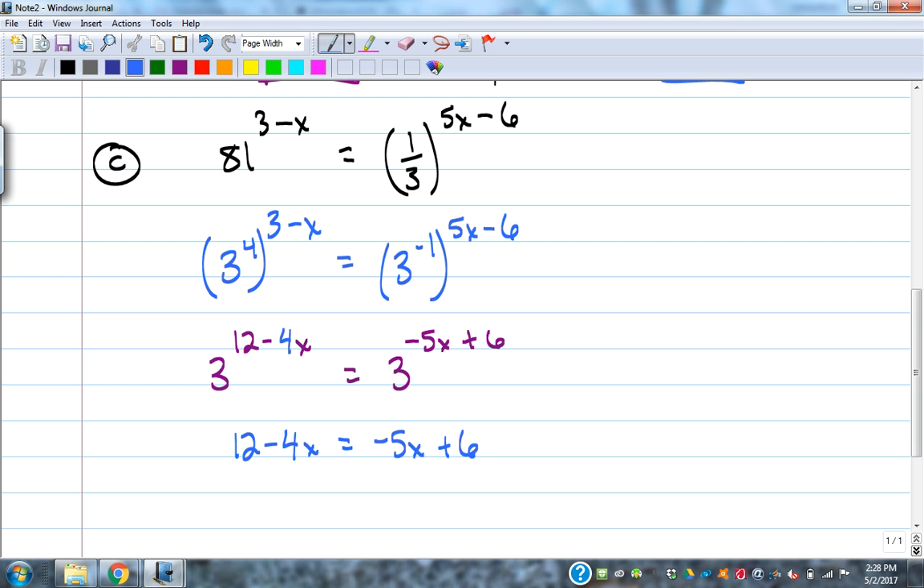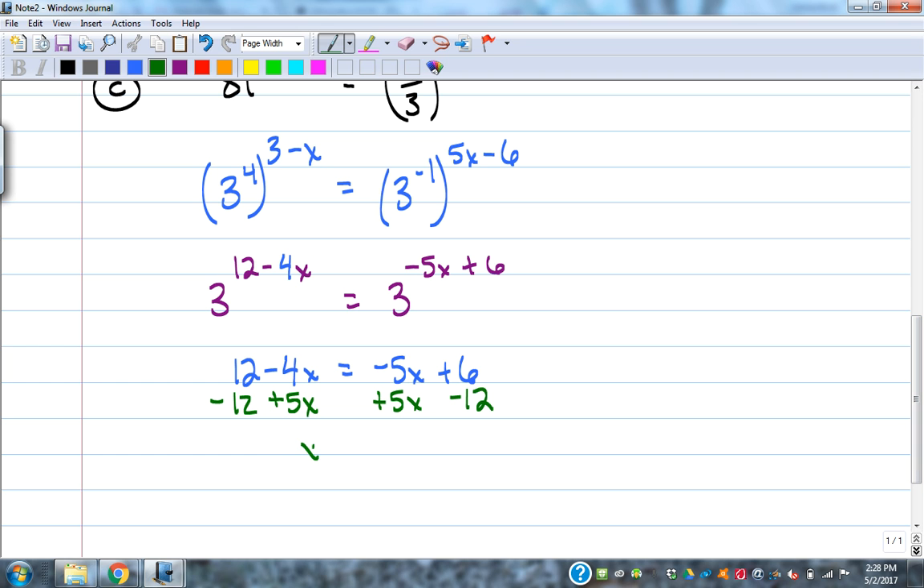All right, now get x by itself. So I'm going to add 5x and subtract 12. Just doing that in one step. At this point, it's 7th grade math. You get x is negative 6.